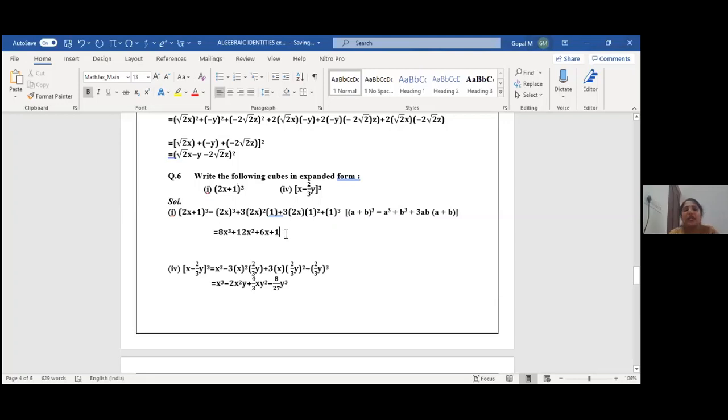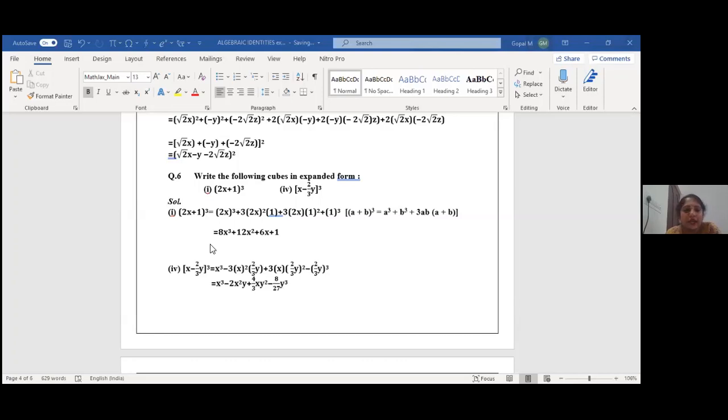Just apply the a value and b value in the (a plus b) whole cube formula, you will get this result. It is not compulsory. You need to take only a cube plus 3a square b plus 3ab square plus b cube. You can also apply a cube plus b cube plus 3ab into (a plus b) and multiply. You will get the same result. Am I clear, children? Yes, ma'am. So Shreyan, doubt is clear now.